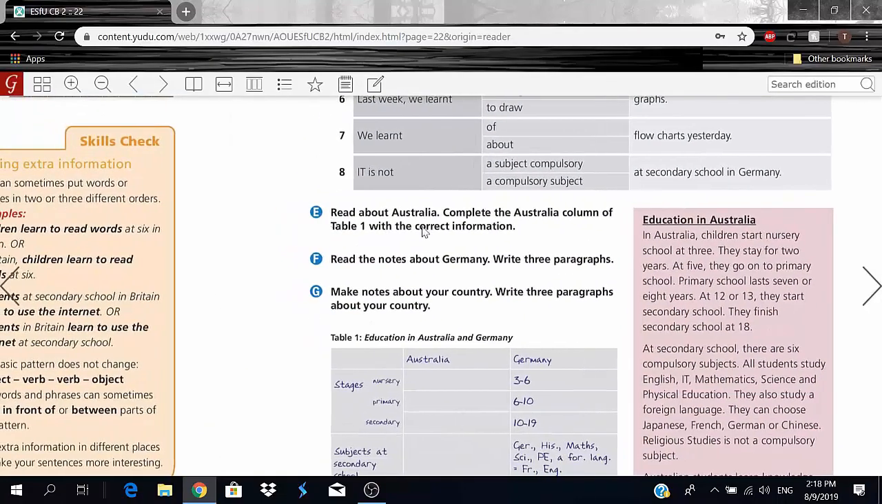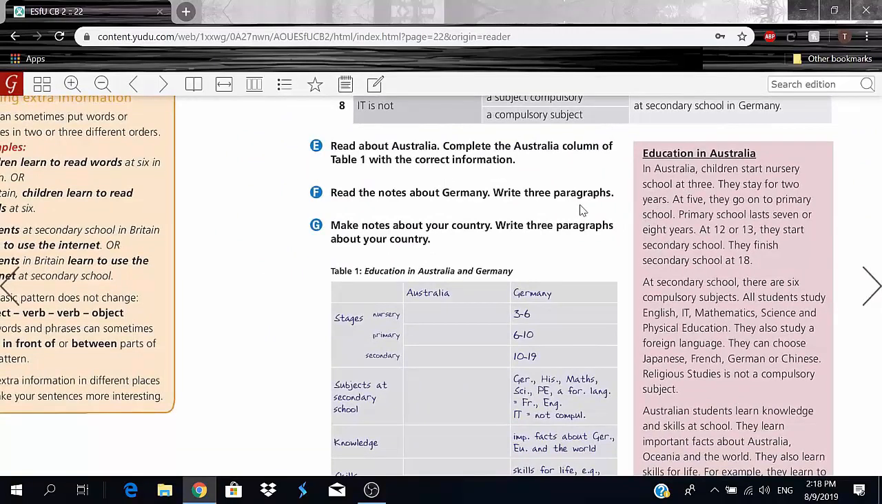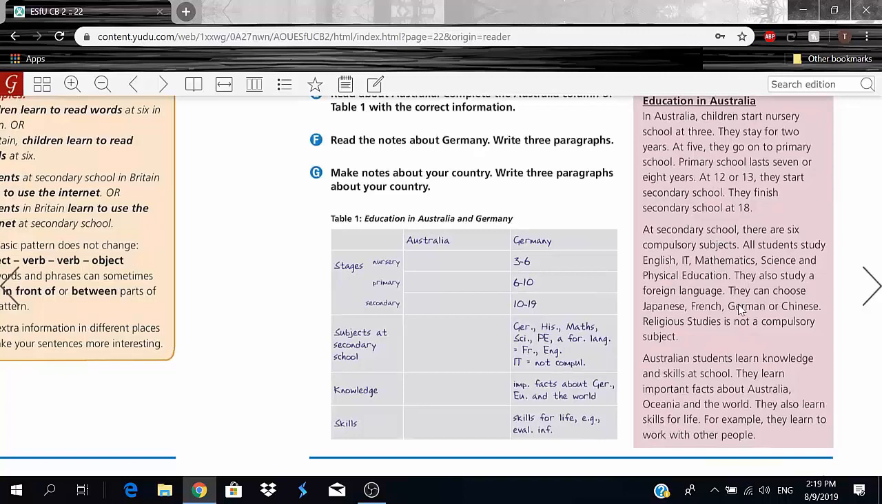Okay, exercise E, read about Australia, and complete the Australia column of table 1 with the correct information. Okay, so it looks like we're going to be reading a text here about Australia. Education in Australia. In Australia, children start nursery school at 3. They stay for 2 years. At 5, they go on to primary school. Primary school lasts 7 or 8 years. At 12 or 13, they start secondary school. They finish secondary school at 18. At secondary school, there are 6 compulsory subjects.